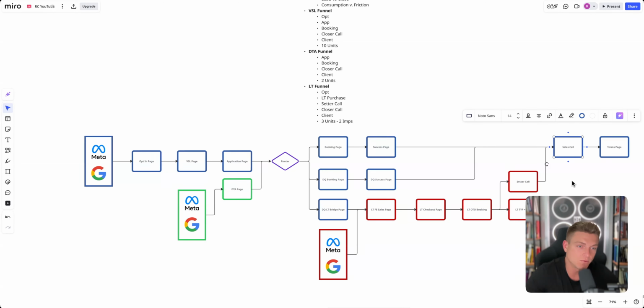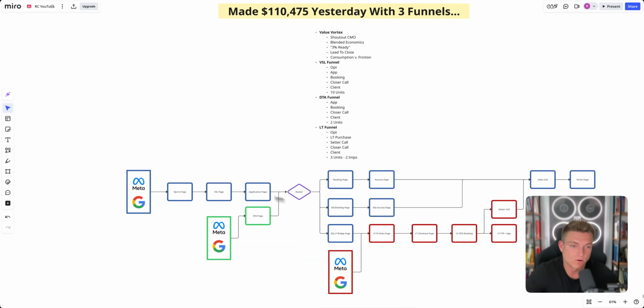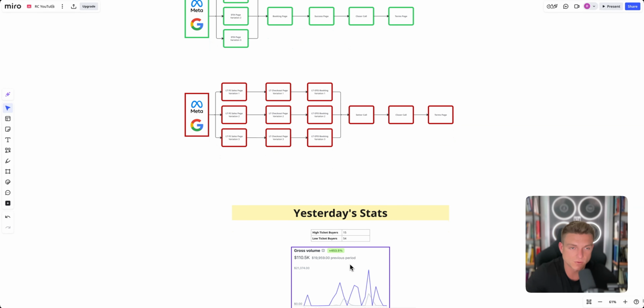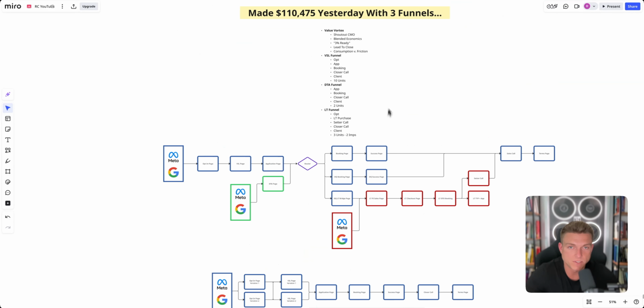Sales team is on one right now, and setters claimed something like 200 and whatever bookings over the last 7 days, which before was 0 because we did not have a setter team. So all of those working together came out to 15 units yesterday there, 54 on low ticket.